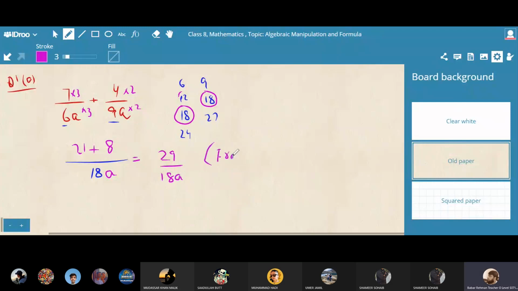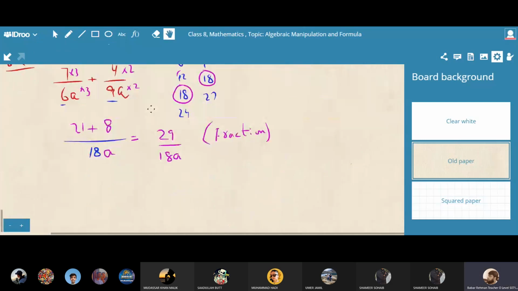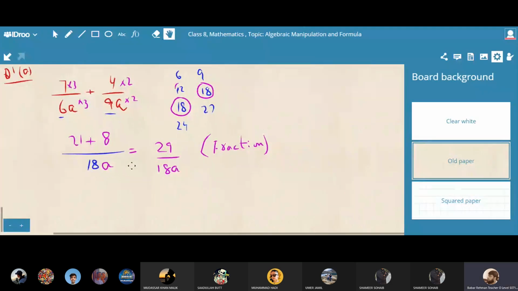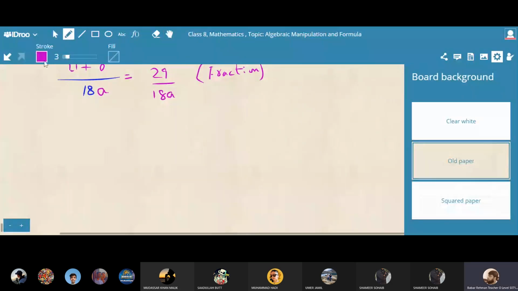Check, is this fraction in simplest form, or can it be further simplified? Sir, can it be further simplified with 3? Okay, no further cancellation, right? So 29 upon 18a is the answer. So now I'm going to the other part of this question, where the level has been increased. Sir, is it 29 or 27?